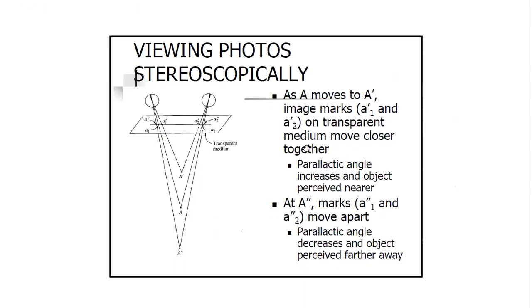All right, so what happens when we view photos stereoscopically? The same principles are used. As A moves to A prime, referring to these points here, the images tend to appear here, so A prime and A prime 2 on the transparent medium above the closer. So the same principles are used.